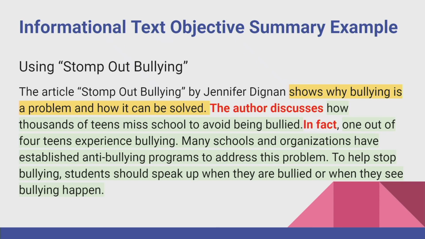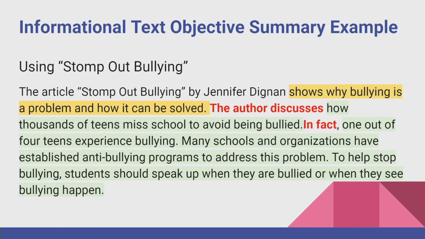Now here's an example of an objective summary for the informational text, Stomp Out Bullying. The article Stomp Out Bullying by Jennifer Dignan shows why bullying is a problem and how it can be solved. The author discusses how thousands of teens miss school to avoid being bullied. In fact, 1 out of 4 teens experience bullying. Many schools and organizations have established anti-bullying programs to address this problem. To help stop bullying, students should speak up when they are bullied or when they see bullying happen.